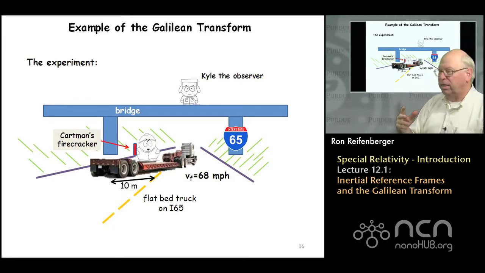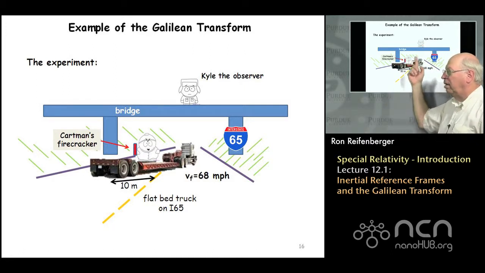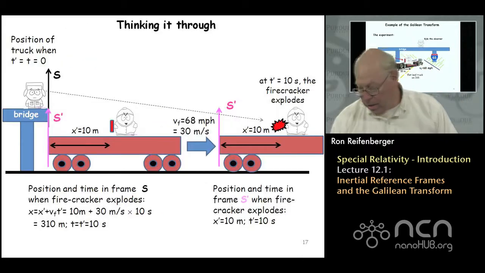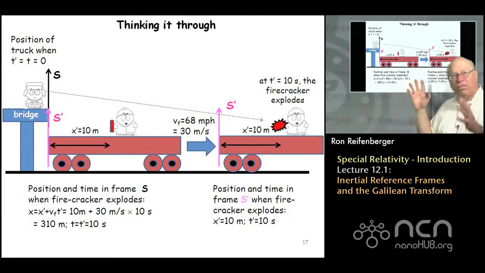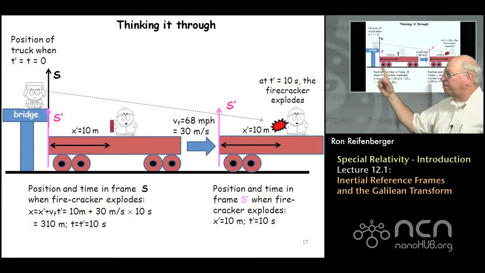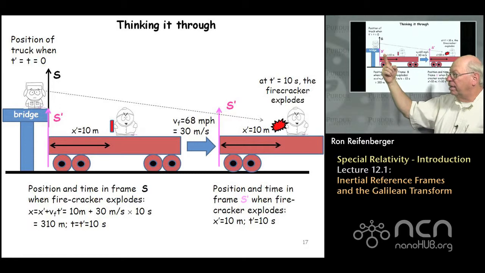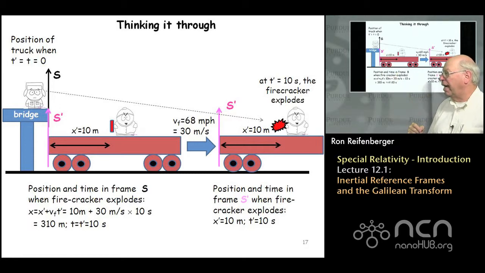And of course, the two numbers these guys get are going to be related by the Galilean transform. So I work it out in this slide. It's a pretty simple example. All these thought experiments require you to line up the two coordinate systems at some time t equal to 0. So we're going to line up the end of the trailer with the edge of the bridge at t equal to 0. At t equal to 0, the S and the S prime frames coincide.